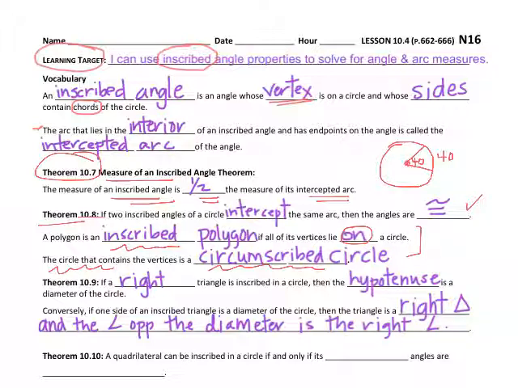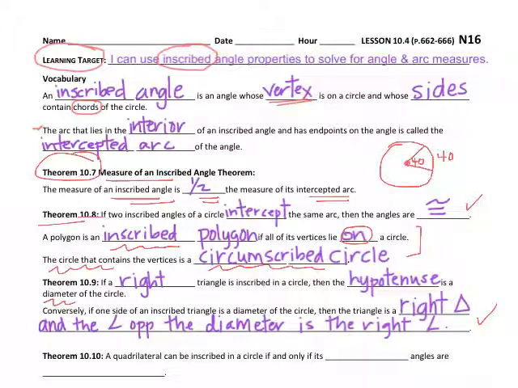Theorem 10.9 states if a right triangle is inscribed in a circle, then the hypotenuse is a diameter of the circle. So this only works with right triangles. If that right triangle is within a circle, then the hypotenuse of the triangle is the diameter. Conversely, if one side of an inscribed triangle is a diameter of the circle, then the triangle is a right triangle, and the angle opposite the diameter is the right angle. And this, of course, we'll practice and have a practice problem on.